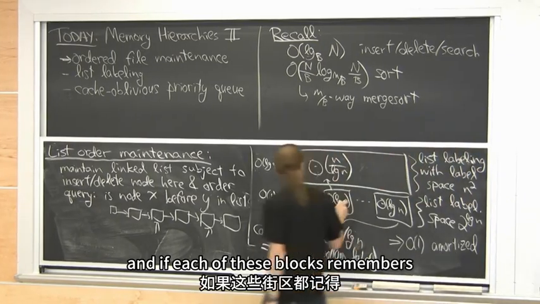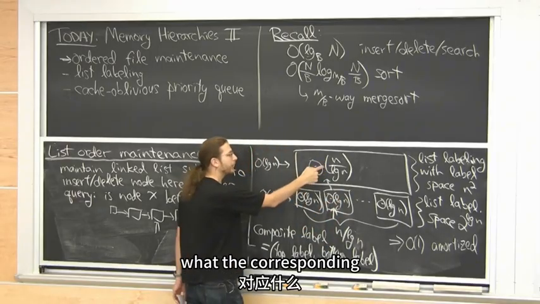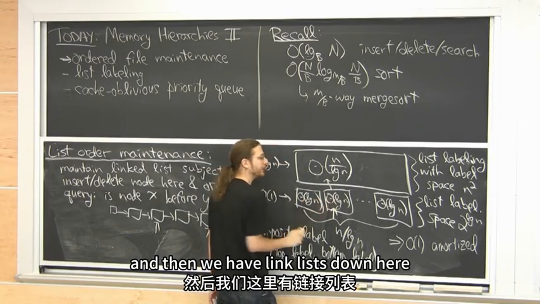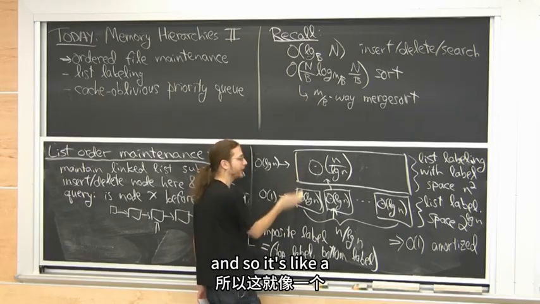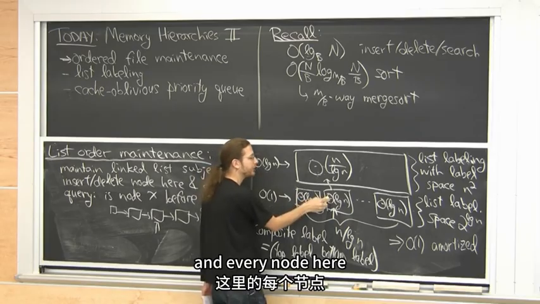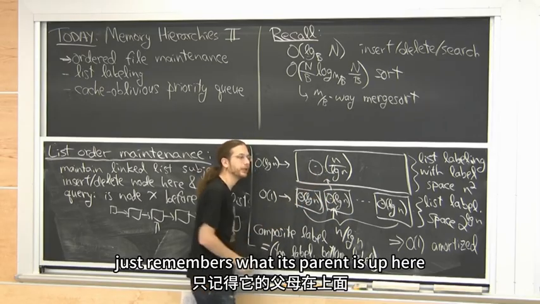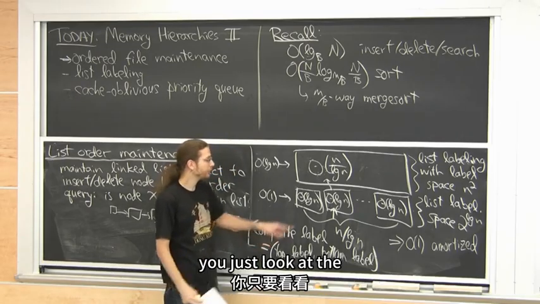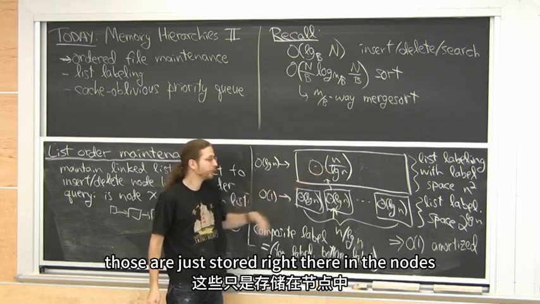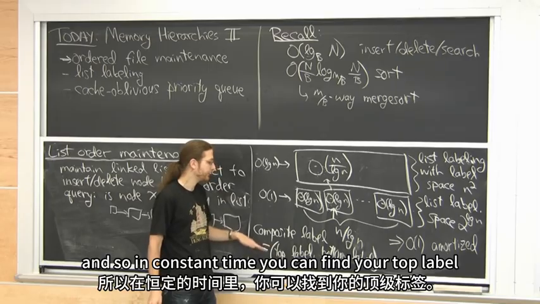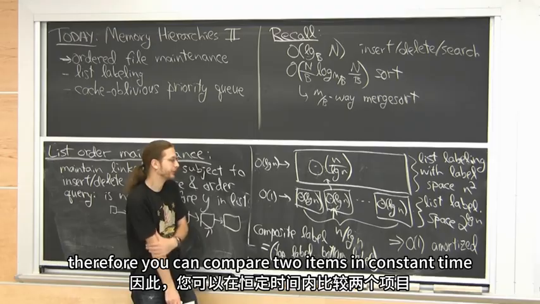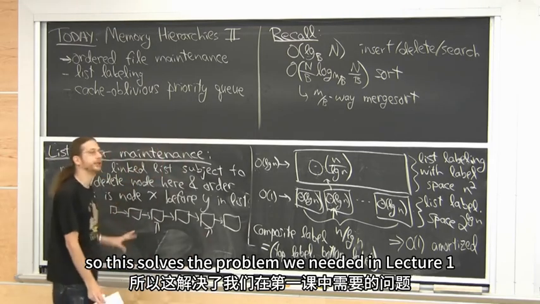And if each of these blocks remembers its corresponding node, basically this is a linked list here, and then we have linked lists down here, and they have labels. It's like a skip list with just 2 levels. Every node here just remembers what its parent is up here. So if you want to know your composite label, you just look at the bottom label and then walk up, look at the top label. Those are just stored right there in the nodes. And so in constant time, you can find your top label, your bottom label. Therefore, you can compare 2 items in constant time. So this solves the problem we needed in lecture 1.